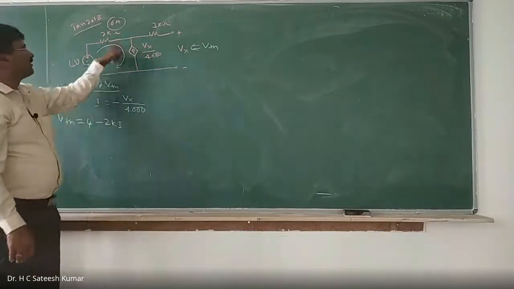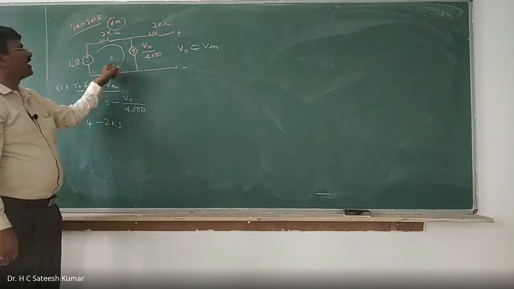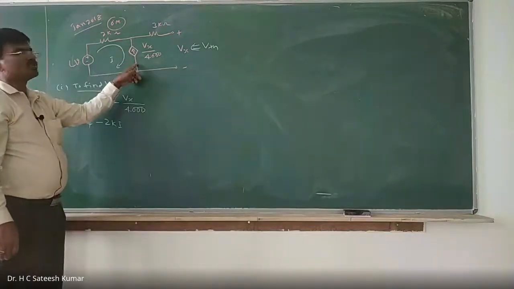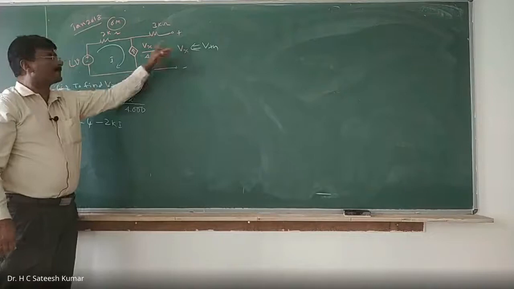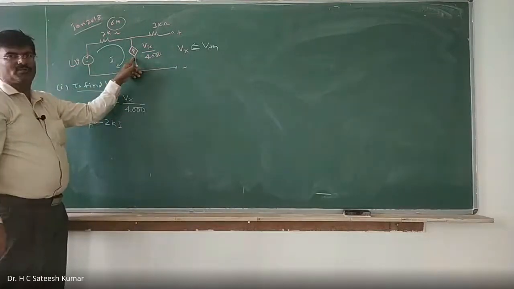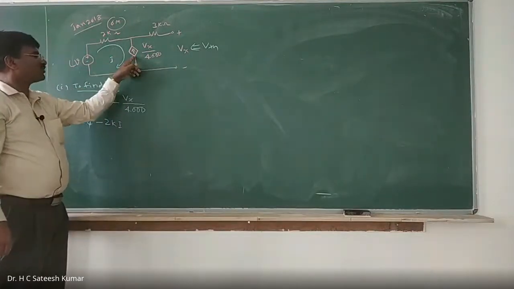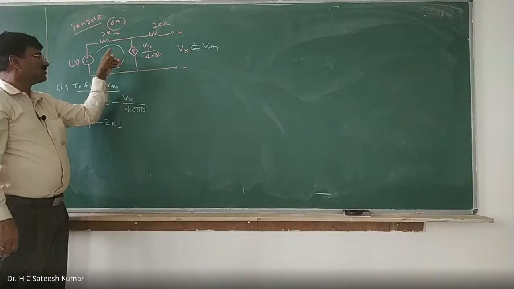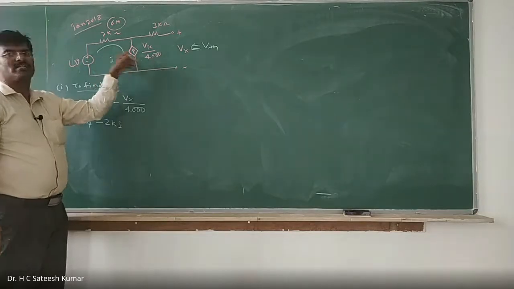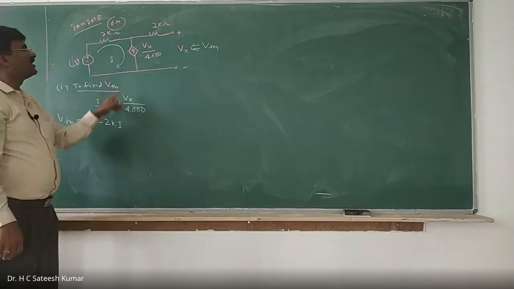So when you apply the loop current, what will happen? I is equal to directly. Since this is the open circuit, this current source is in the perimeter of the network. Whenever there is a current source in the perimeter of the network, the loop current is equal to the source current itself. Therefore, I is equal to minus Vx divided by 4000.